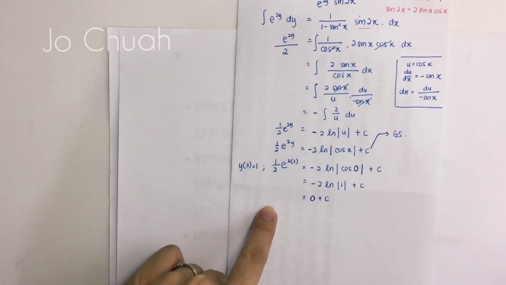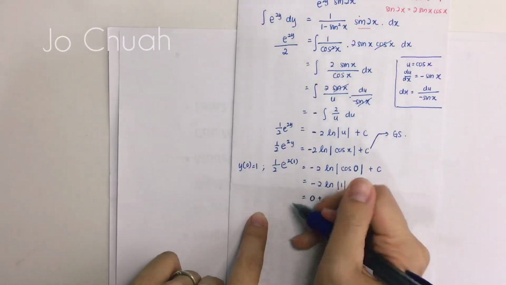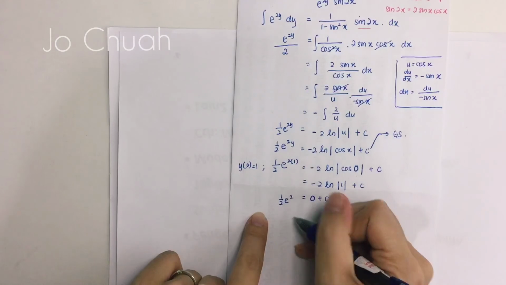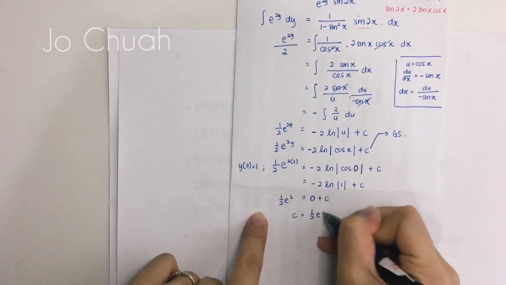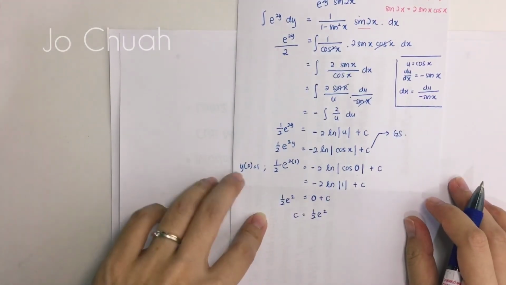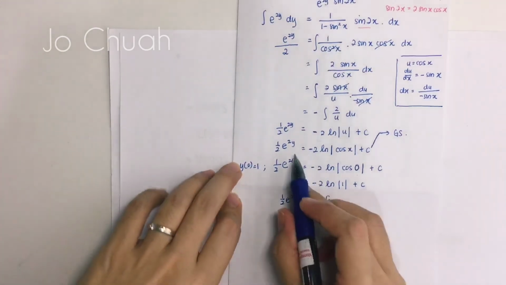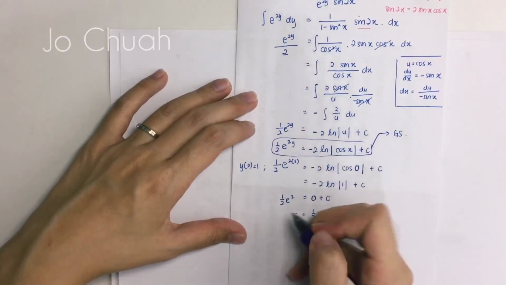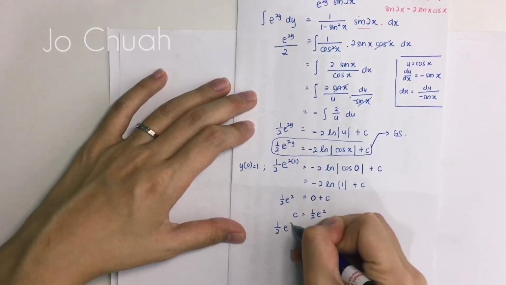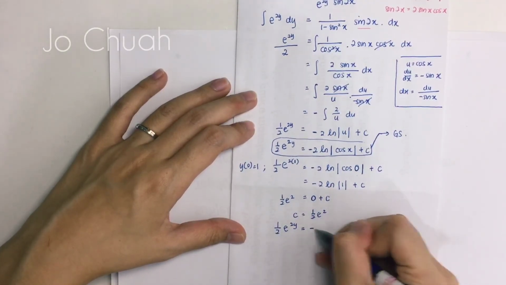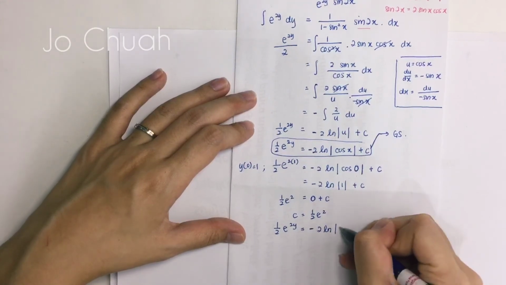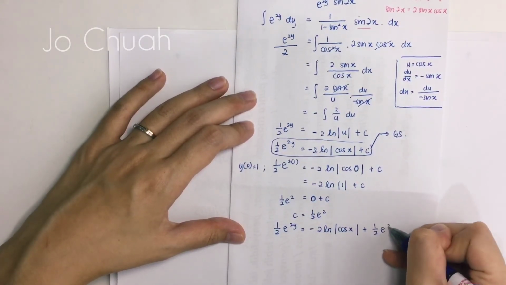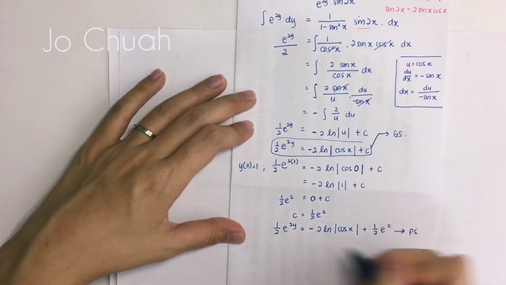c. So here you're going to have 1 over 2e squared. So your c is actually 1 over 2e squared. Okay. Writing your final answer. Copying from here. You're going to have 1 over 2 e^(2y) equals negative 2 ln cos x plus 1 over 2e squared. And this is your particular solution.